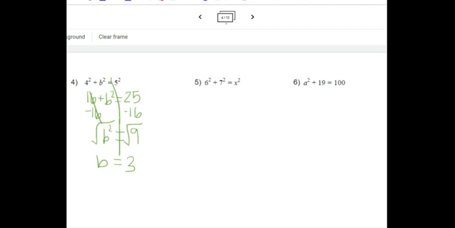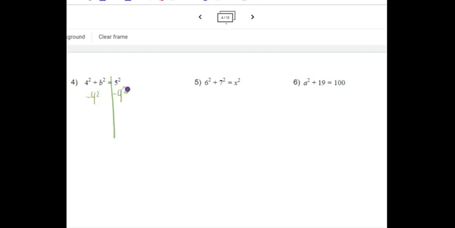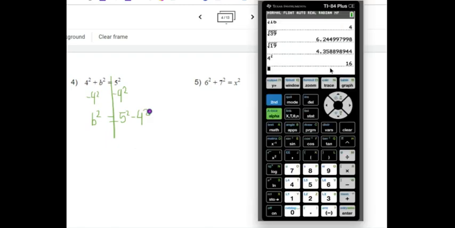The short way is that 4 squared is still a number, even though it's not simplified. So when I want b by itself, I can just subtract 4 squared from both sides. And in my calculator, I would type in 5 squared minus 4 squared. So 5 squared minus 4 squared equals 9. So now I know that b squared equals 9, and I can take the square root just like last time and get b equals 3.